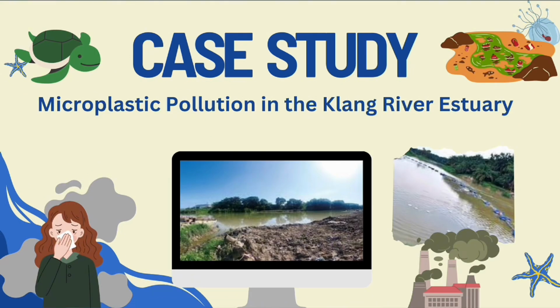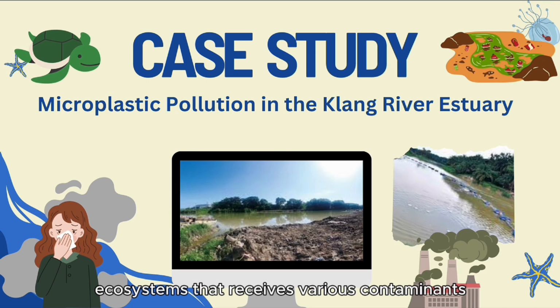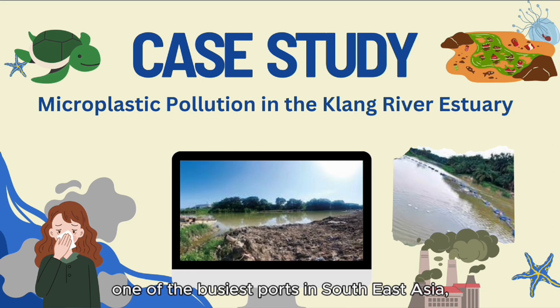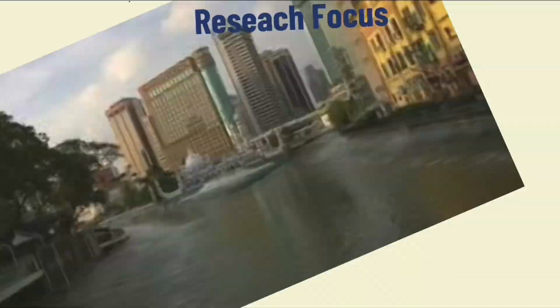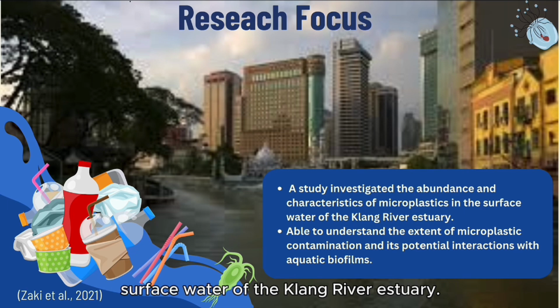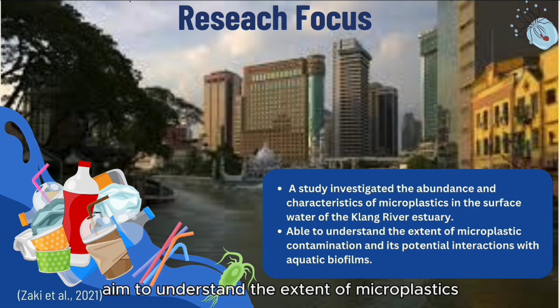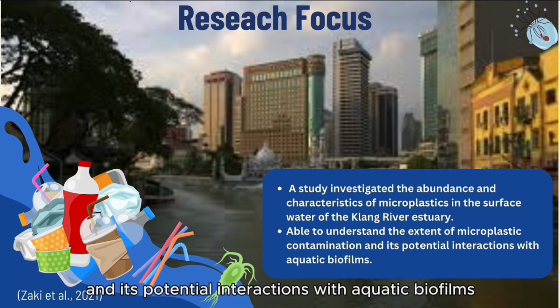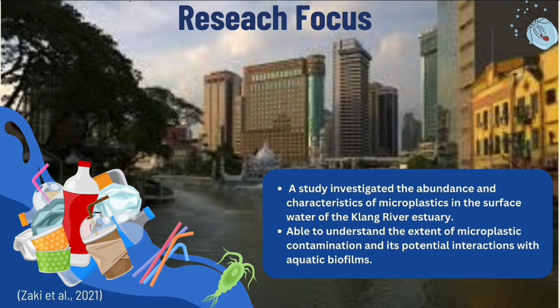Microplastic pollution in the Klang River estuary. The Klang River estuary, located in Selangor, Malaysia, is a vital ecosystem that receives various contaminants from industrial areas. The estuary's proximity to Port Klang, one of the busiest ports in Southeast Asia, accelerates pollution levels. A study investigated the abundance and characteristics of microplastics in the surface water of the Klang River estuary. Researchers aim to understand the extent of microplastic contamination and its potential interactions with aquatic biofilms.